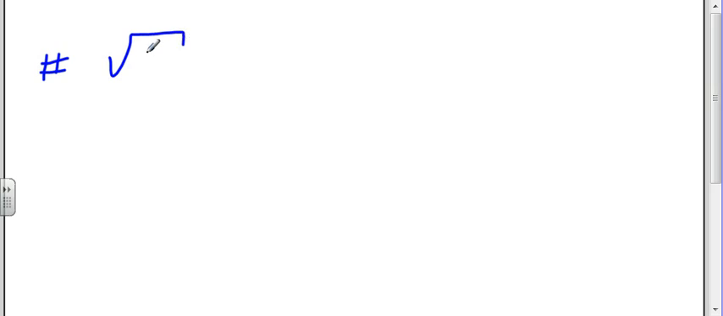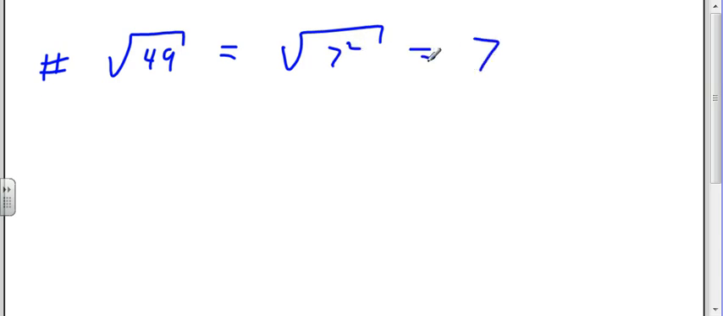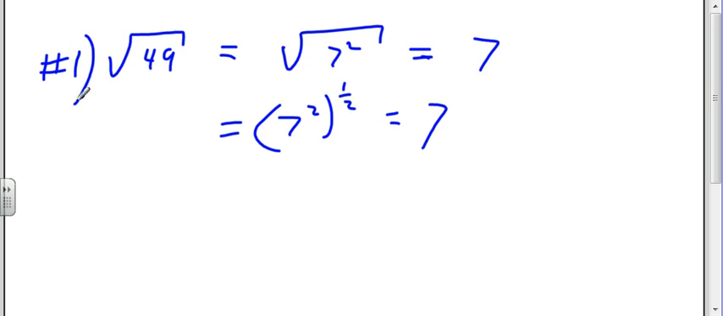And we get the square root of 49. Oh gee, that's 7 squared, so that's a perfect square, so this is going to be 7. We can think of that as 7 squared to the 1/2, which gives me 7, but I don't necessarily have to think about it that way. Okay, we'll look at number 3.